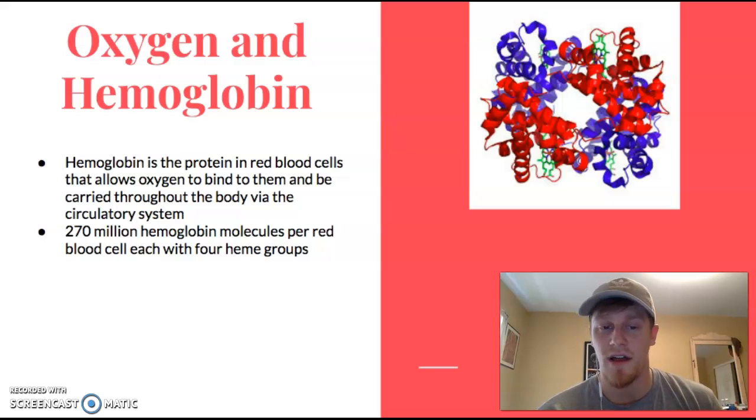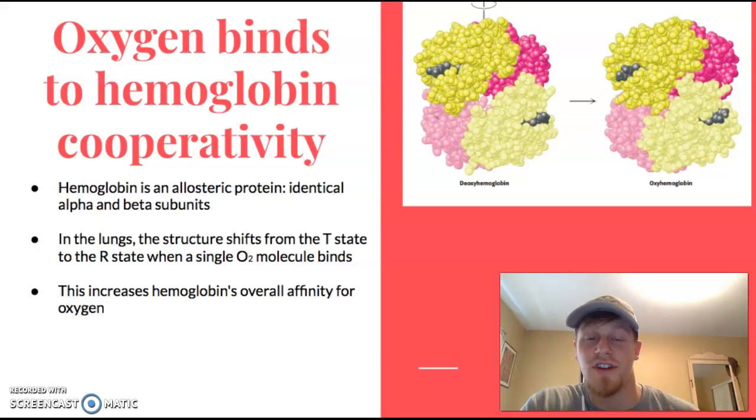Just to give you an idea, there's 270 million hemoglobin molecules per red blood cell, each with 4 heme groups. And there are capillaries all throughout our body, where the gas exchange can occur. You can't really find a piece of tissue without a capillary only a few cell lengths away. So there's a lot. So the binding of oxygen and hemoglobin can be described as cooperative.